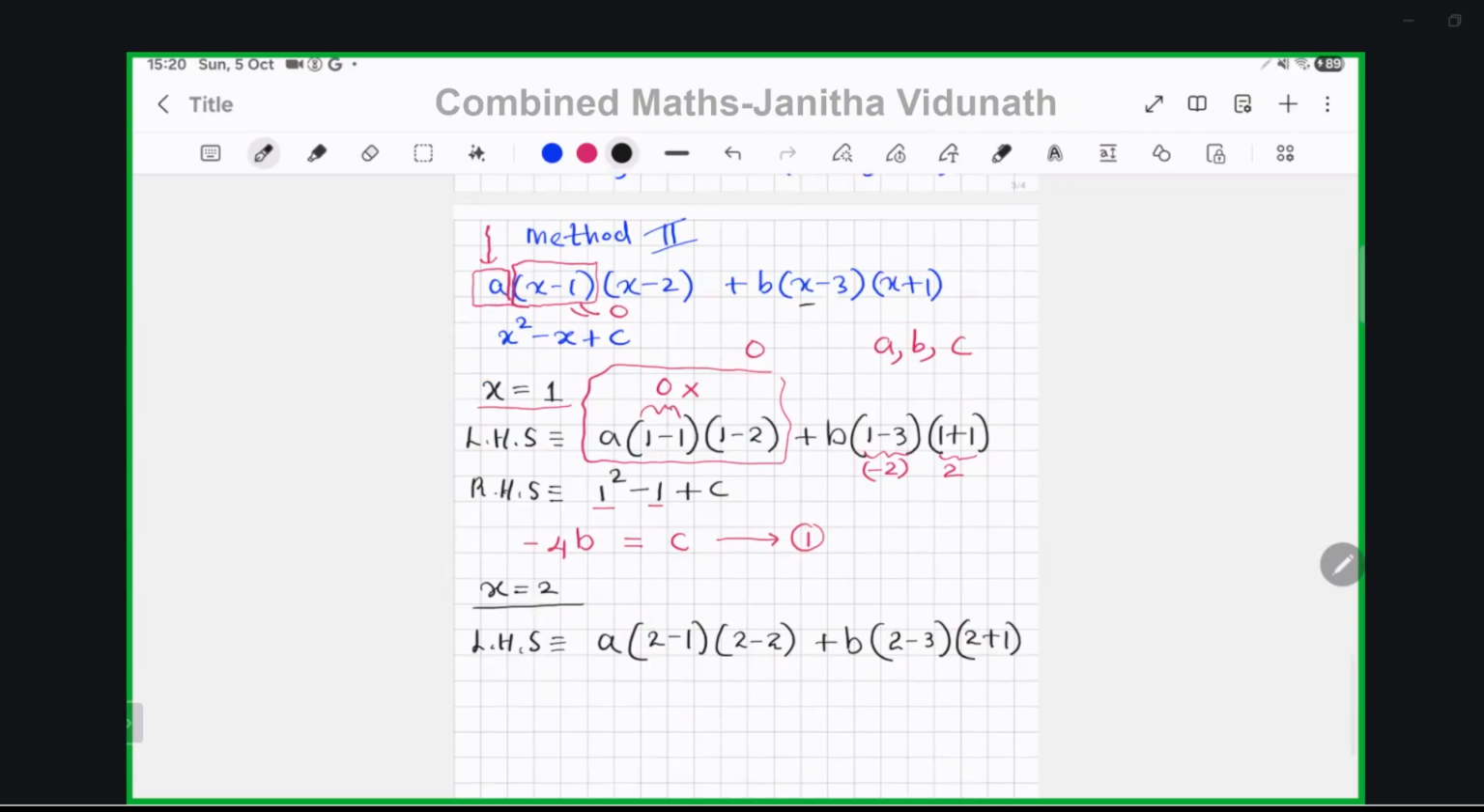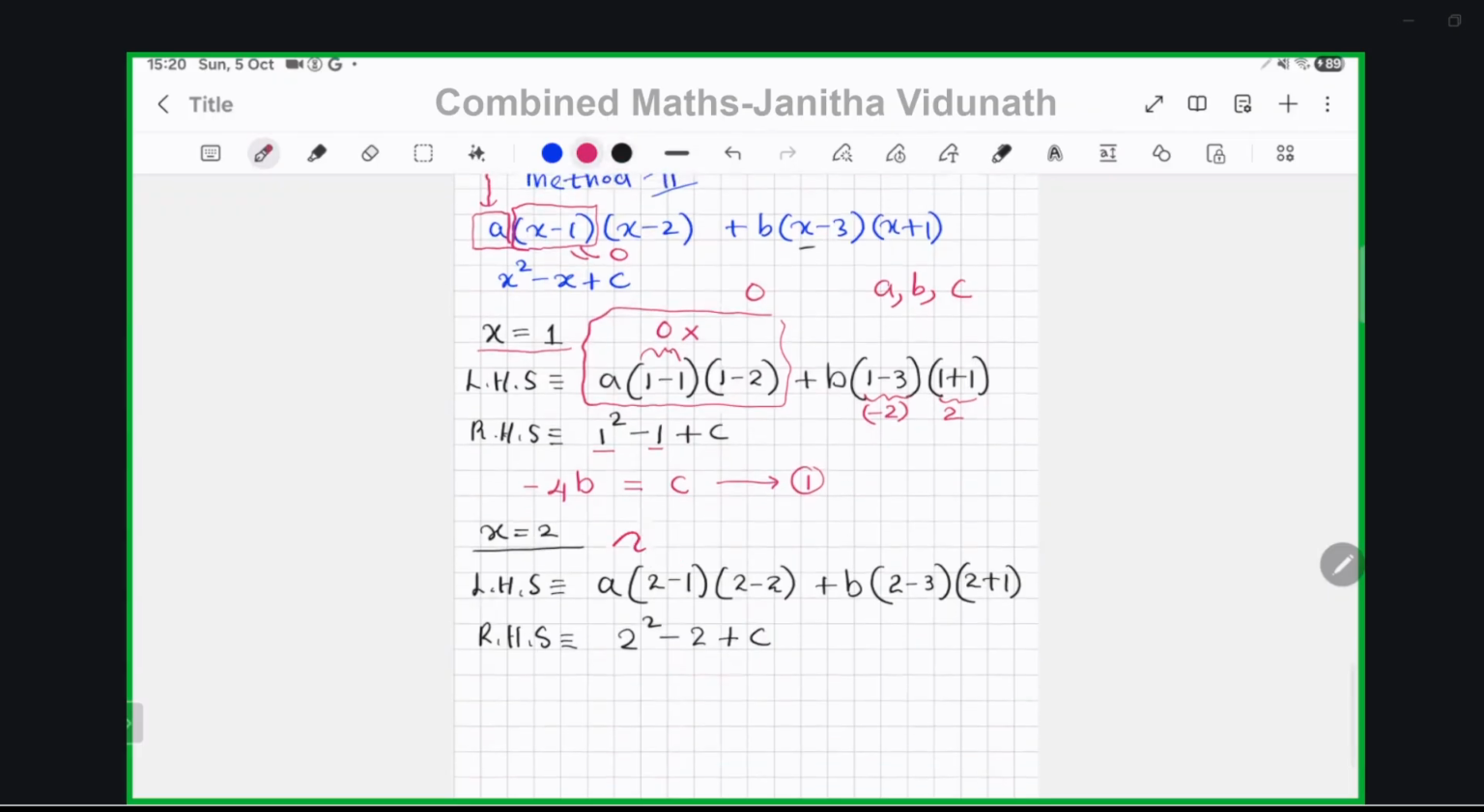Then on our right hand side, we get 2 square minus 2 plus 6. Then simply this term is cancelled out because 2 minus 2 is 0. From here, 2 minus 3 is negative 1 and 2 plus 1 is 3. That means on the left hand side, we get 0 minus 3b. And on the right hand side, we get 2 square means 4 minus 2 plus c. That means 2 plus c.